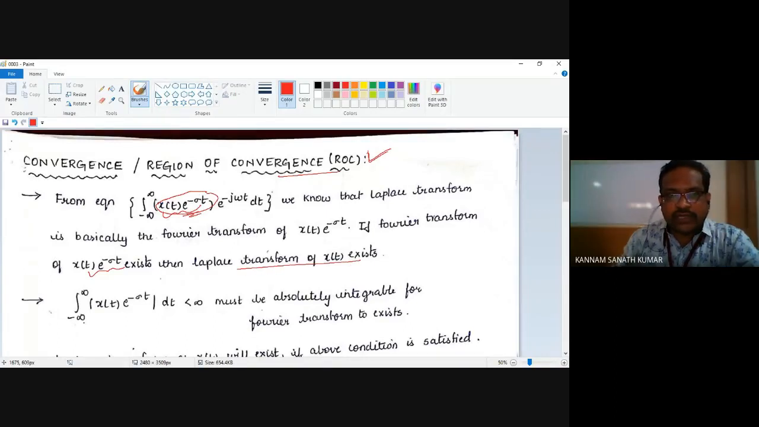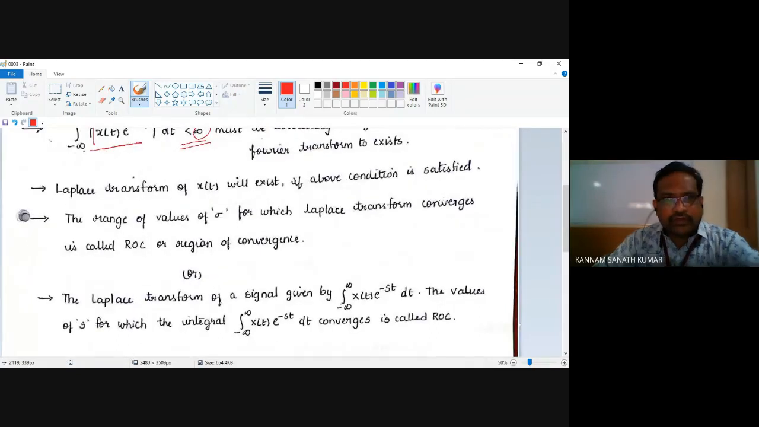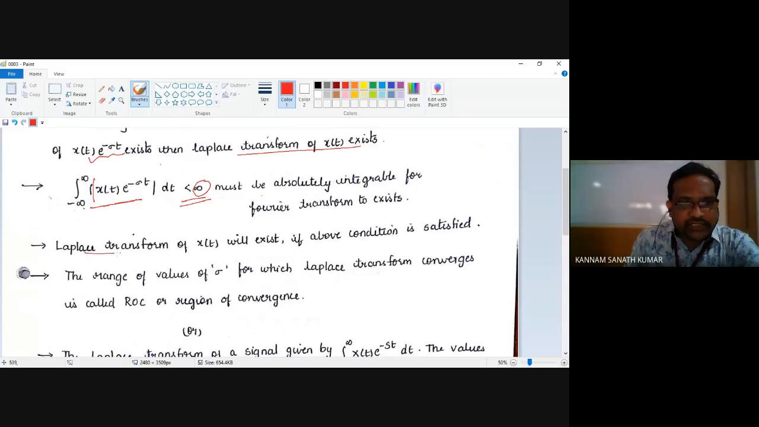What is the condition for the Fourier transform? The signal should be absolutely integrable. That means the integration from minus infinity to infinity of mod of x of t e power minus sigma t dt should be a finite value, less than infinity. Only then does the Fourier transform exist. Similarly, the Laplace transform exists when this condition is satisfied, that is, when this is absolutely integrable.